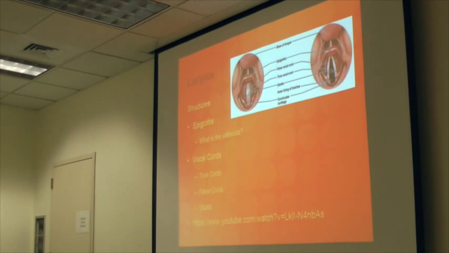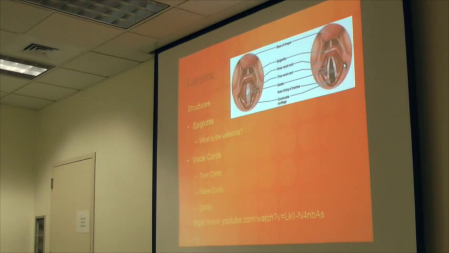Next you have the vocal cords. And the vocal cords, this is a good picture for the vocal cords. The vocal cords here show up as white with pink mucosa around it so you can see them really well. We know the vocal cords move in and out to produce sound.